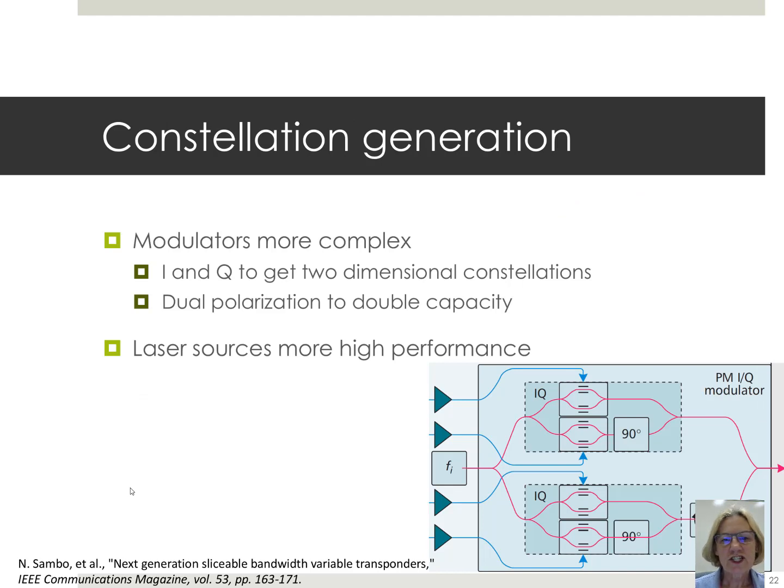In terms of constellation generation, we also had to go to more complex modulators. As you can imagine, the on-off keying modulators were quite easy. Send power, don't send power. Now I have to be able to manipulate both the amplitude and the phase, so that required new, what we call IQ modulators. And it also required laser sources, which were of higher performance.